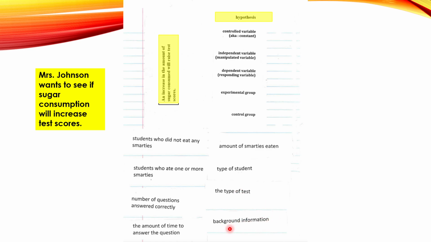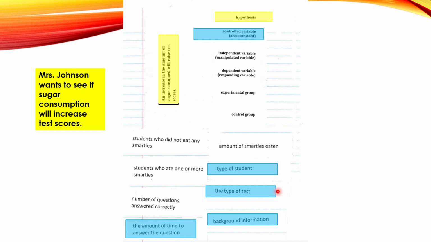Background information would have also been a constant or a controlled variable. Ideally, everybody would have the same background information, and so we're all entering the test with the same background information. That's not always possible because everyone has different experiences, but ideally we would want to keep that the same. And then finally, the amount of time to answer the question was a controlled variable. We wanted to give everyone the same amount of time to answer the questions. If some people had 5 seconds to answer and other people had 60 seconds, that might affect the test results. So, controlled variables, we highlight that blue, then we highlight all of our controlled variables blue.